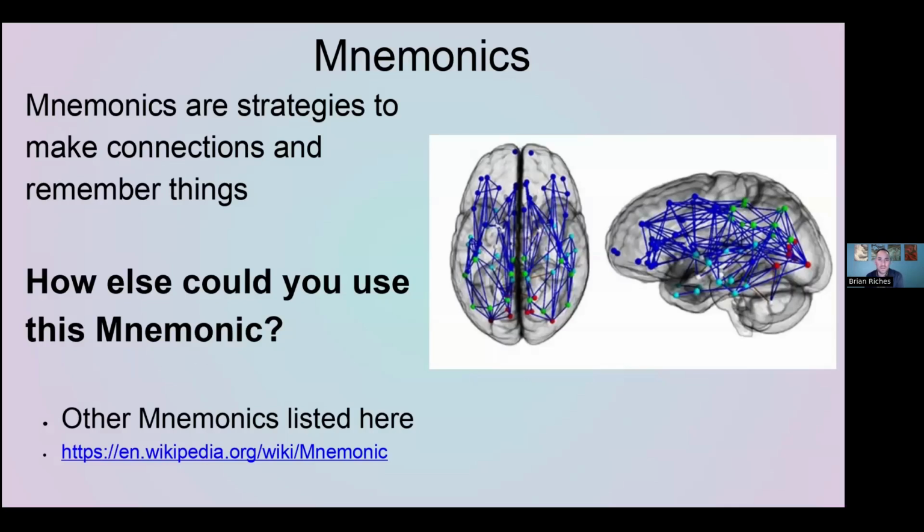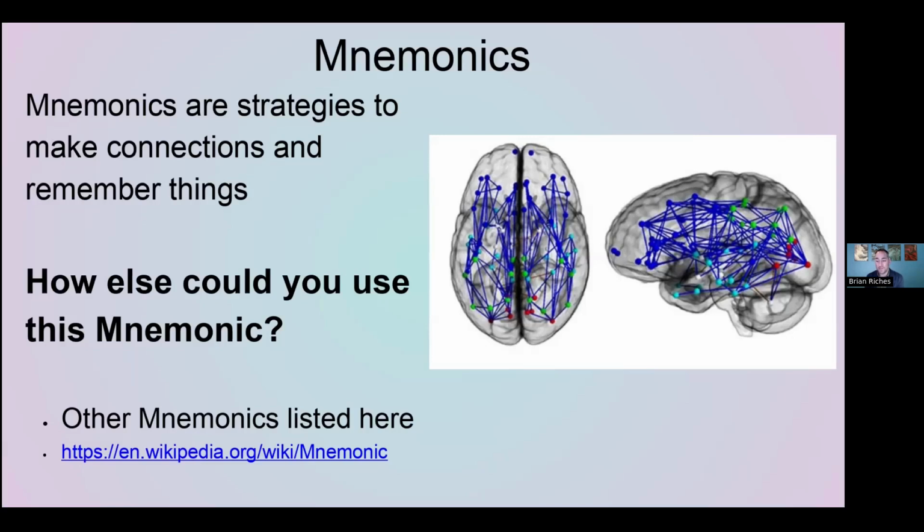And essentially a mnemonic is just a strategy to make these kinds of connections in your brain. So think about how else you could use this mnemonic. I already mentioned a shopping list or phone numbers, but there's lots of other ways you could remember new things. You could organize a plan for a story using this method of loci. You could try to remember facts about something that you're learning with this method.